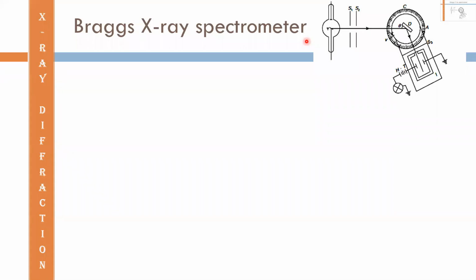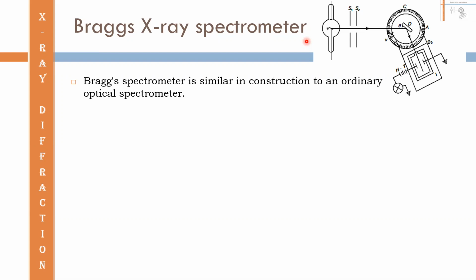Now we discuss Bragg's X-ray spectrometer. It is a device that is working under the principle of Bragg's law. Bragg's spectrometer is similar in construction to an ordinary optical spectrometer.